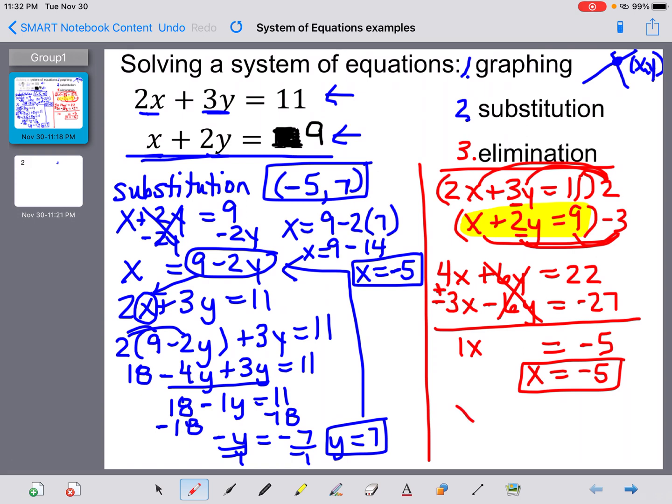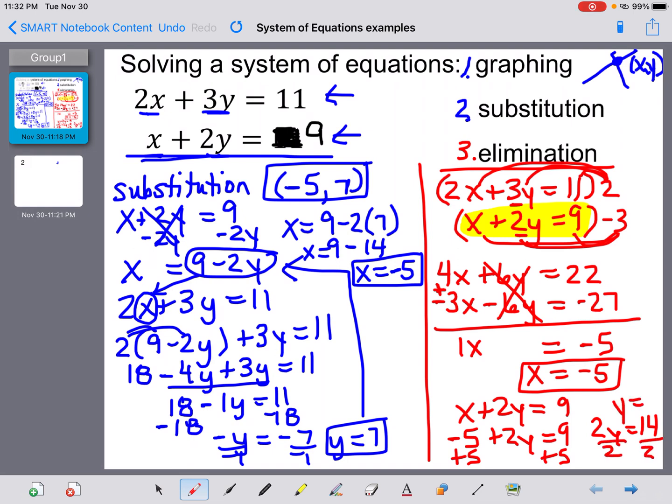So I'm going to get x plus 2y equals 9. I'm going to plug in my negative 5 for the x, and I'm solving to get the y by itself. So I'm going to add 5 to both sides. I'm going to get 2y equals 14, divide by 2, and y equals 7. I know I'm running out of space there.